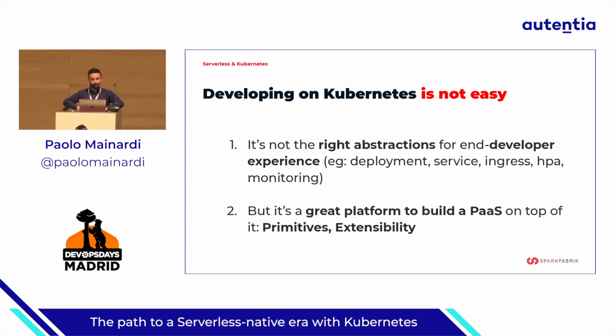So, developing on Kubernetes is not easy. It's not the right abstraction for end developers, because we have to know a lot of APIs. We must know what a deployment is, what a service is, and we are dealing with networks. We must know what an ingress is, what an HPA is. We have to choose the monitoring solution. We must secure the communications between the services. There are a lot of moving parts lying around between our code and the infrastructure. But for everything I said, it's a great platform to build a platform as a service on top of, because of its primitives and its extensibility.